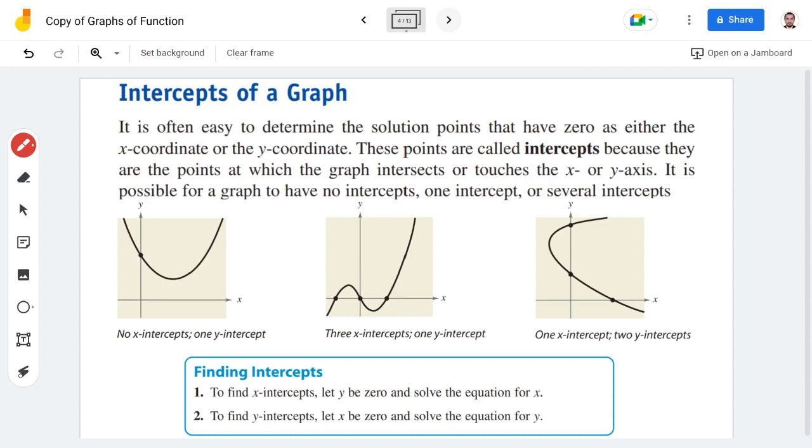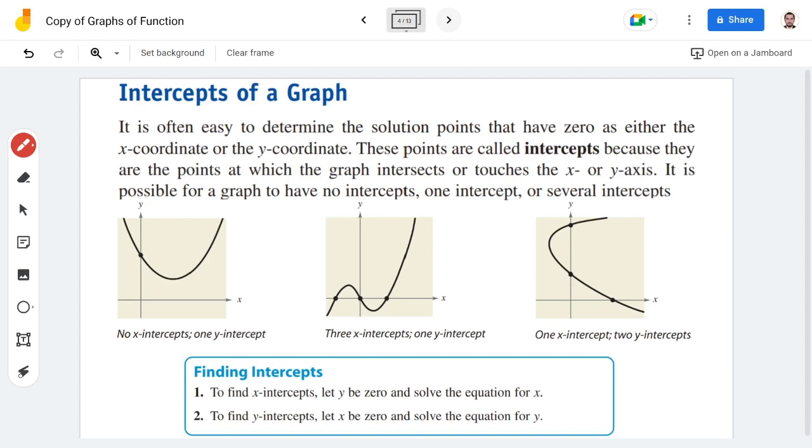It is often easy to determine solution points that have 0 as either the x coordinate or the y coordinate. These points are called intercepts because they are the points at which the graph intersects or touches the x or y axis. It is possible for a graph to have no intercepts, or several.